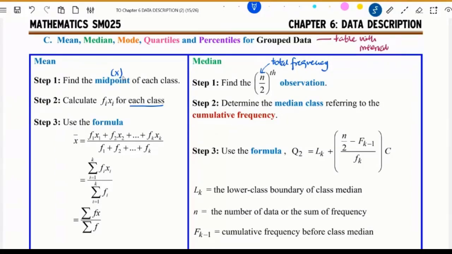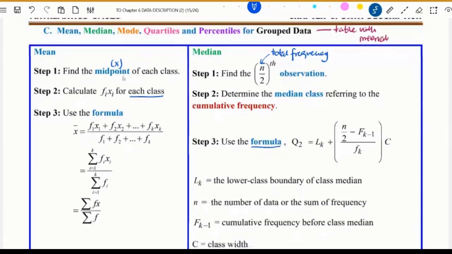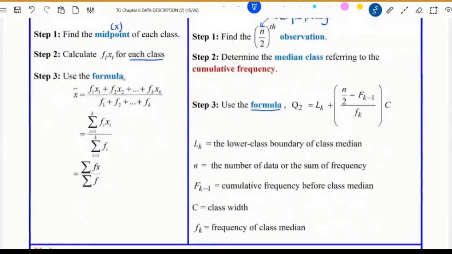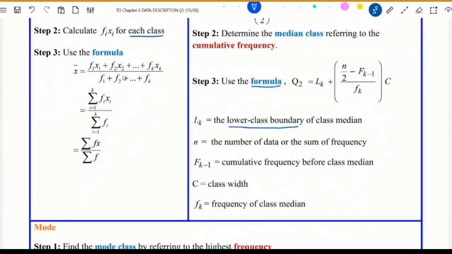Okay, and then the third step, once you already have the median class, you need to put it into this formula. So in the formula given here, LK represents lower boundary class. And then n over 2, we get it from step 1. And then capital F represents cumulative frequency, but since we have K minus 1, it is based on the class before, sebelum median class. Okay, and then class width, I already put the formula down here, which we can find by upper boundary minus lower boundary. And then small f represents frequency of the median class. Okay, that one is for median.